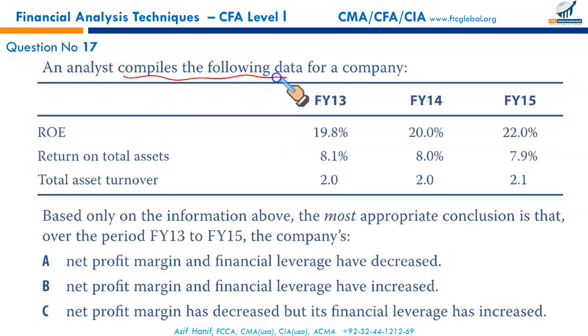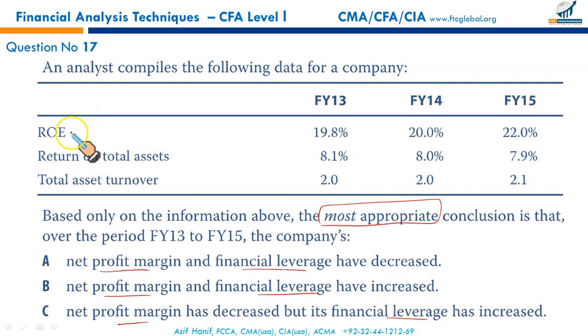An analyst compiles the following data for a company. We have been given ROE and it is increasing over the period. Return on total assets, it's falling, and the total assets turnover stays somewhat the same. Now what are we required to do? Based only on this information above, the most appropriate conclusion that we can draw over the period from FY13 to FY15 is, number 1, net profit margin and financial leverage have increased. All these options involve the calculation of profit margin and financial leverage.